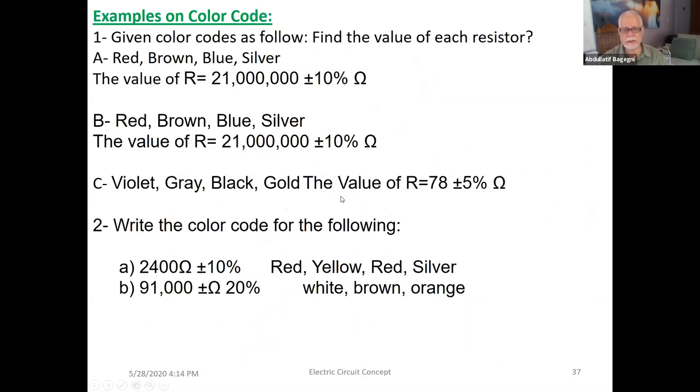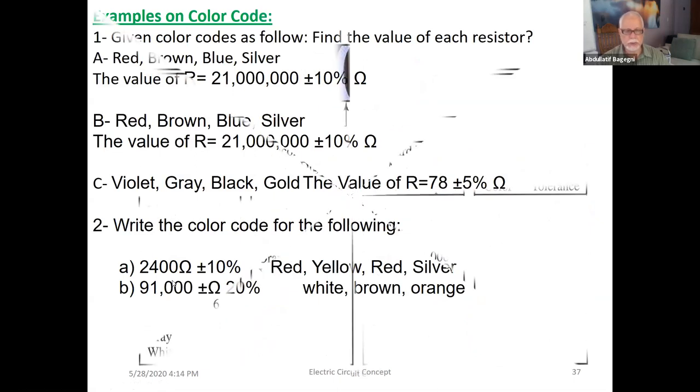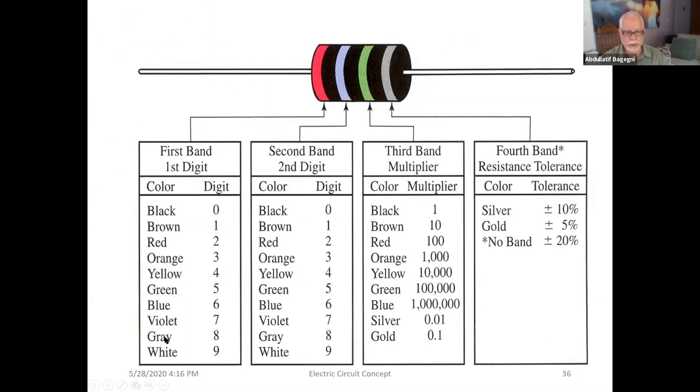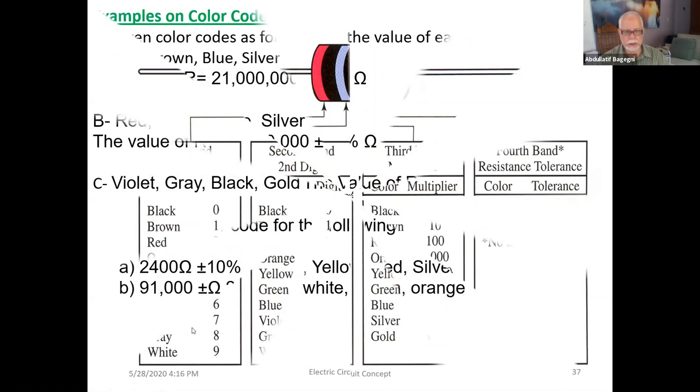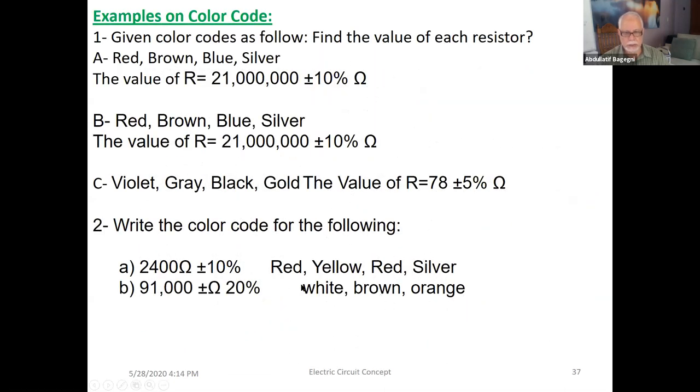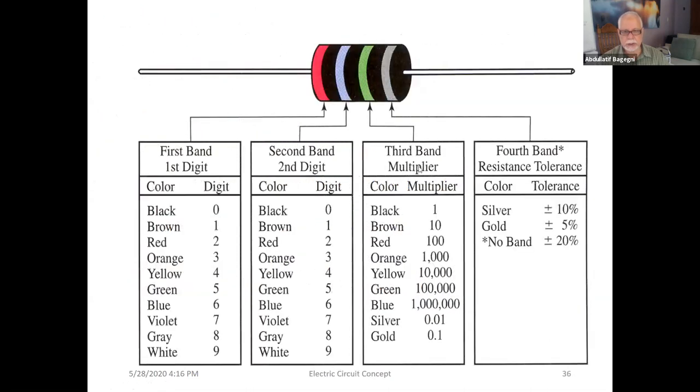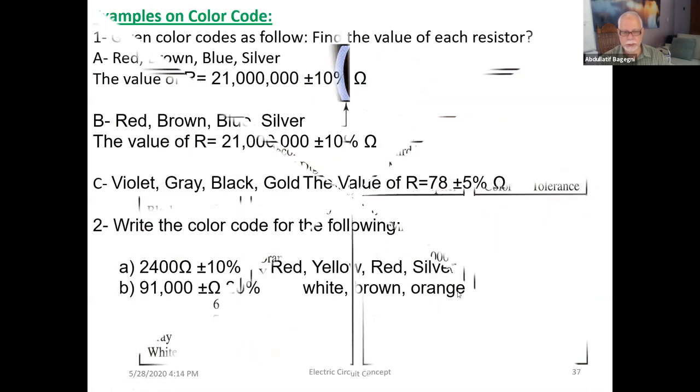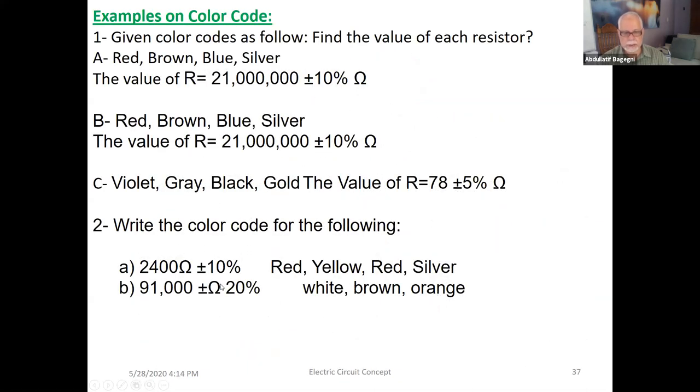Okay, so it's easy, just follow the rules here. Now we have 9-1, so the first digit, 9, is white, 1 is brown. Again, white, brown, and then we have 3 zeros, so 3 zeros will be our multiplier. 3 zeros is orange, so we write down orange. And since it's plus or minus 20, there is no color code, there's no band.